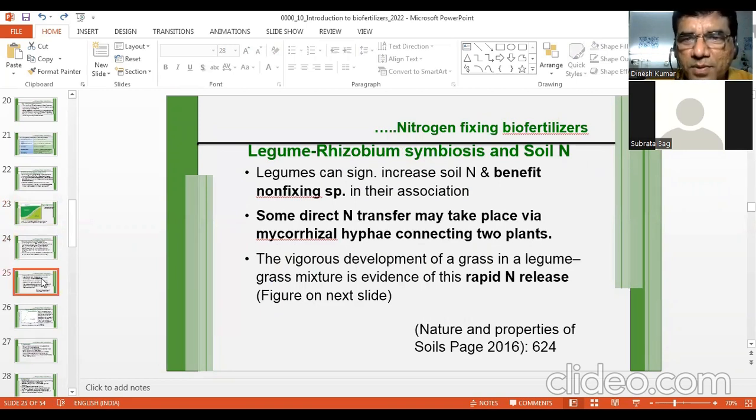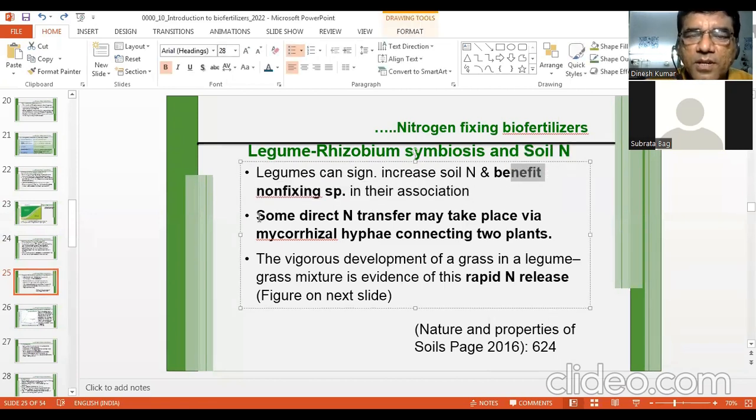Legume, rhizobium, symbiosis, and soil nitrogen. Legumes can significantly increase soil nitrogen and benefit non-fixing species. Some direct nitrogen transfer may take place via mycorrhizal hyphae connecting two plants. So two plants can exchange nitrogen during the current season when they are growing in the field. The vigorous development of a grass in a legume-grass mixture is evidence of this rapid nitrogen release.